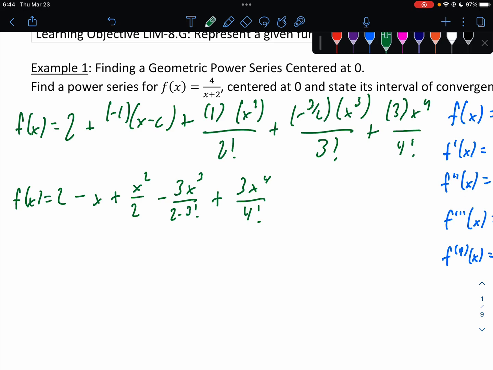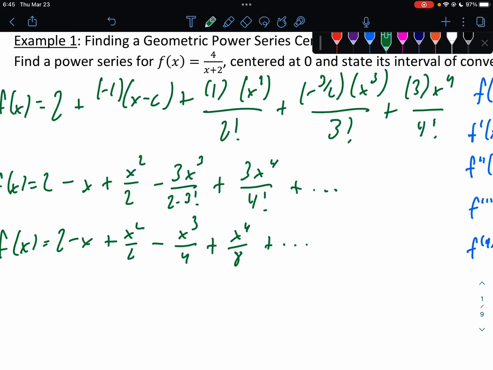If we wanted to simplify that a little bit more, the first 3 terms are good. The fourth term would be x cubed over, the 3's cancel out, so 2 times 2, which would be 4. And then this one would be x to the 4th over, the 3's cancel out, so 4 times 2 would be 8. All right. Okay, so then our power series looks like it's going to be that.